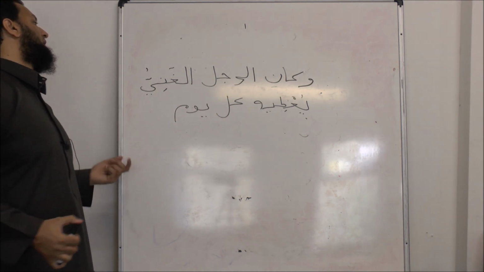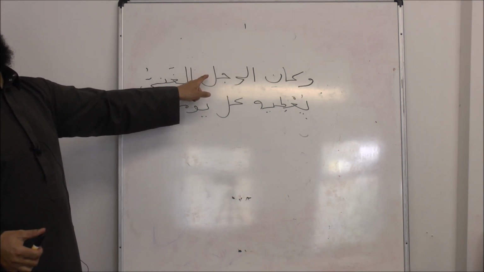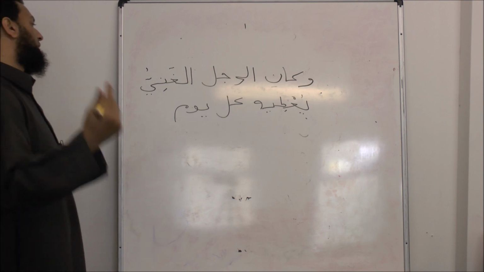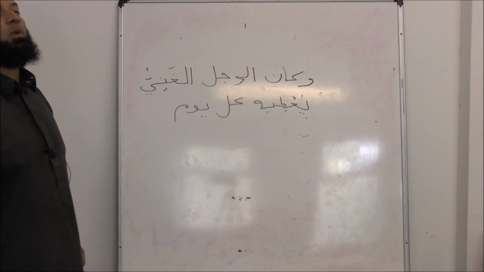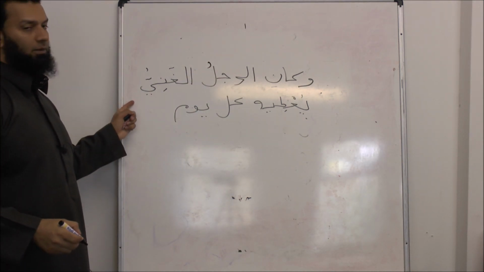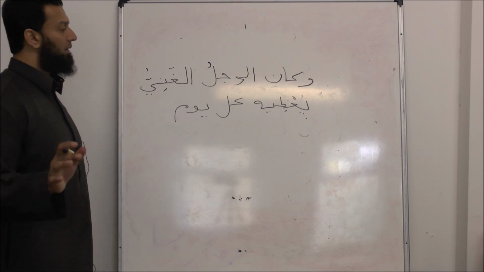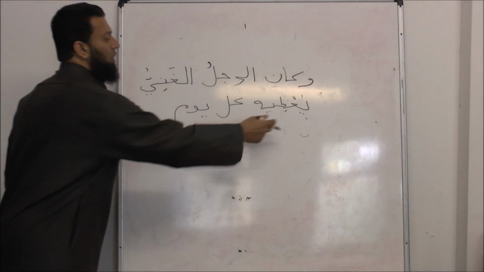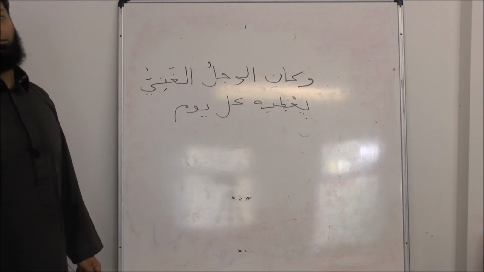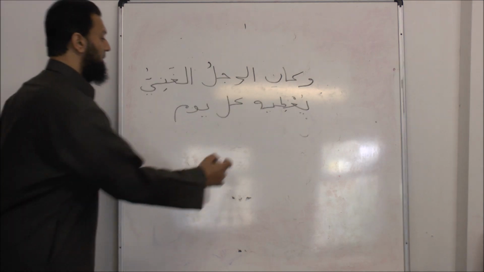So وكان الرجل الغني, what goes on the lam here? Shabazz on الرجل. It's only one vowel. Is it going to be marfu', mansub or majrur? وكان الرجل الغني. What does that mean? The rich man used to. What did he used to do? يعطيه. What does يعطيه mean? The he must be something possessive and it's in the present tense.